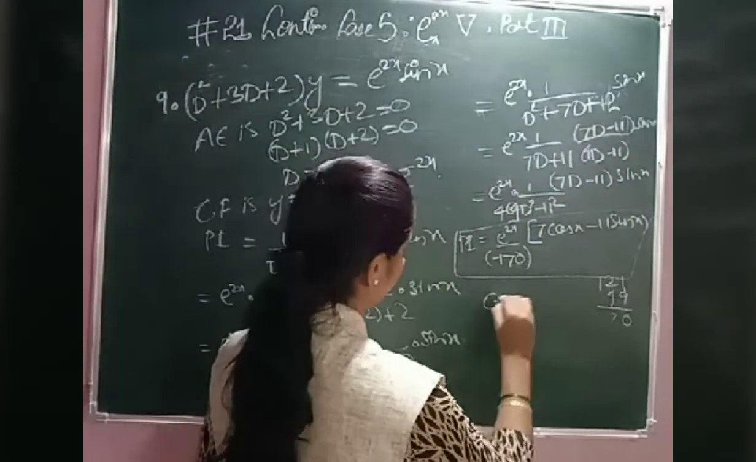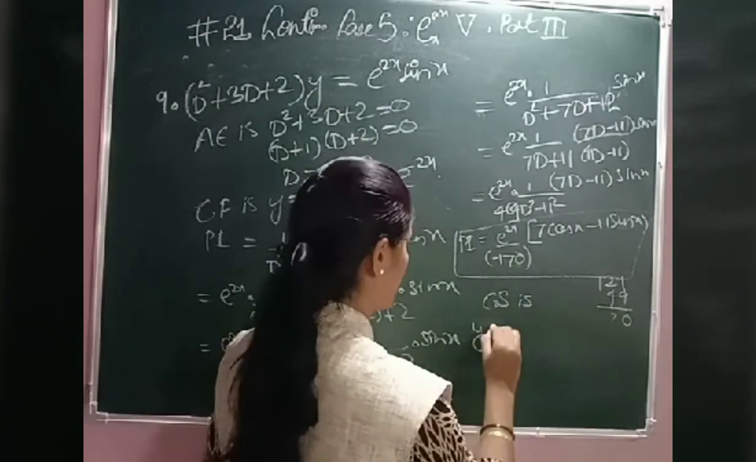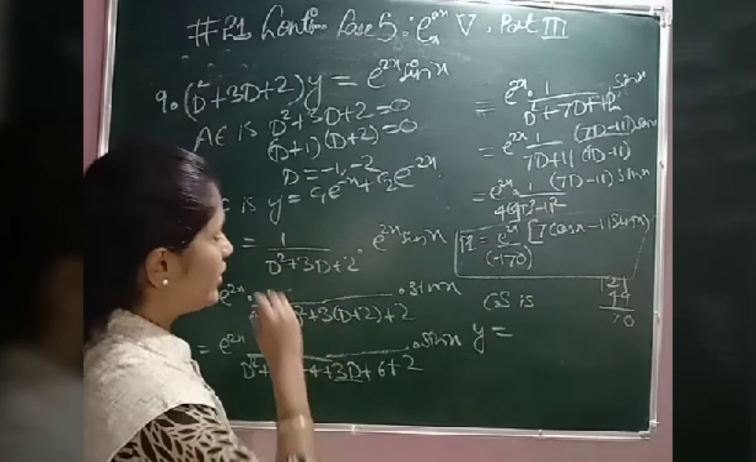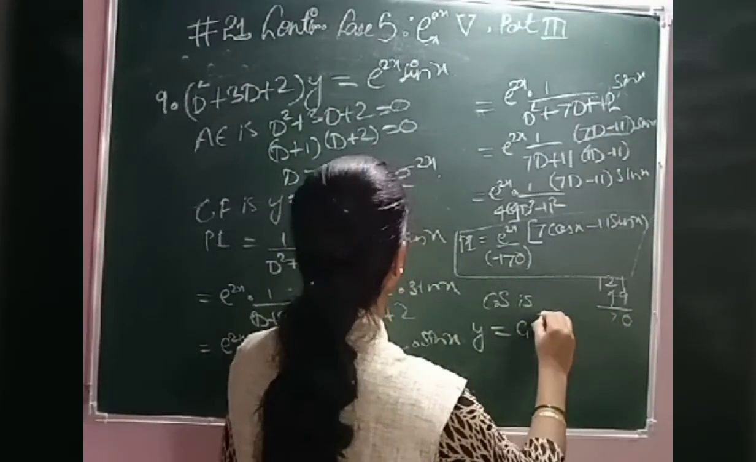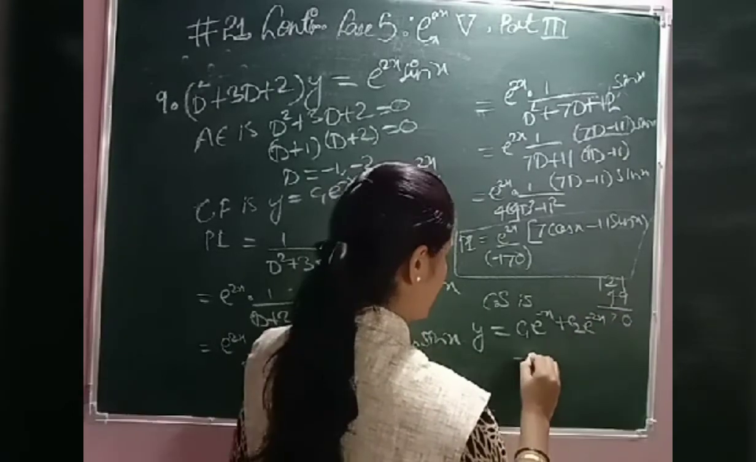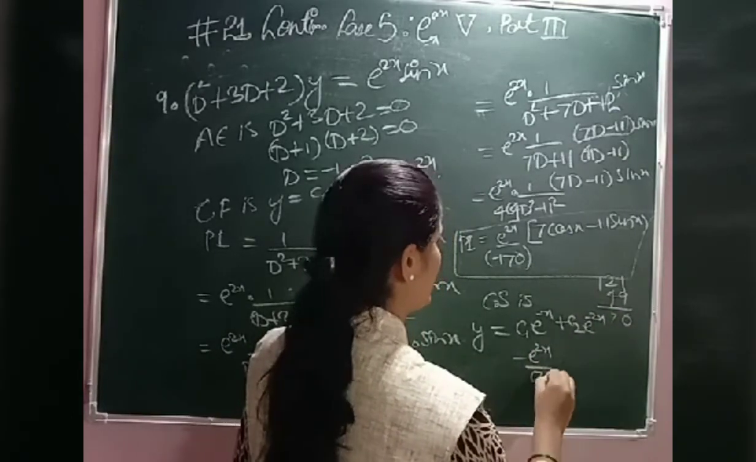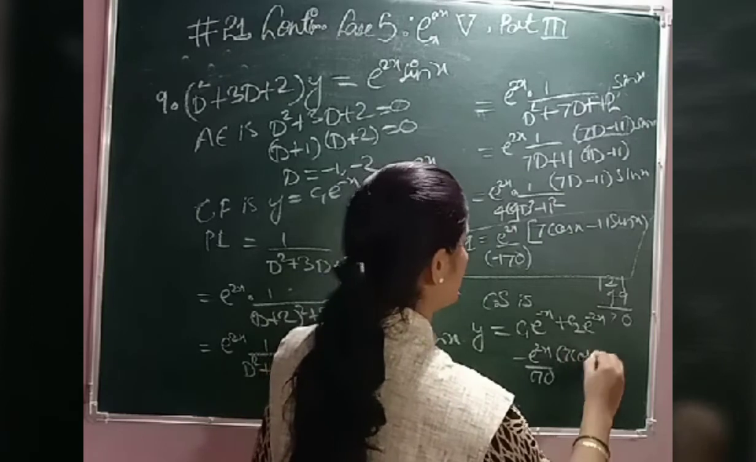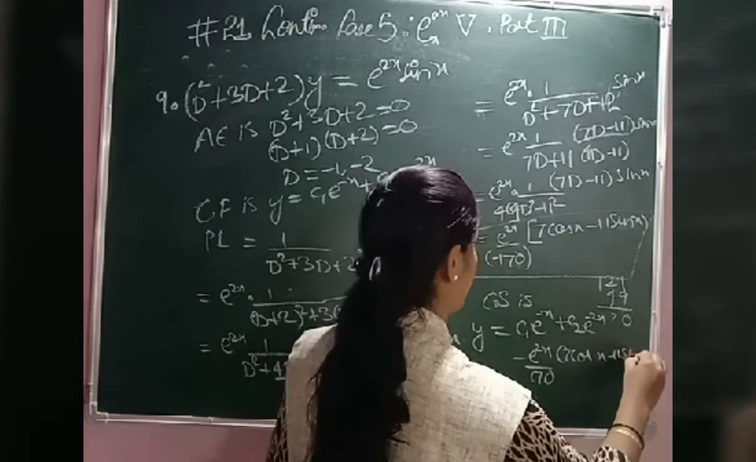Complete solution is y equal to CF plus PI. CF we have already found. y equal to c1 e raised to minus x plus c2 e raised to minus 2x minus e raised to 2x by 170 into (7 cos x minus 11 sin x).